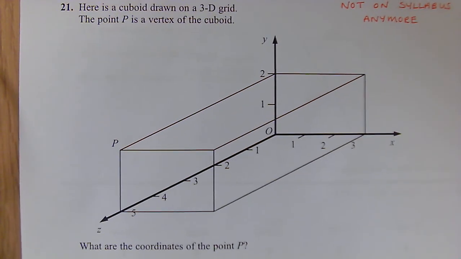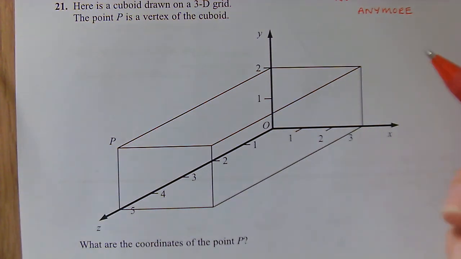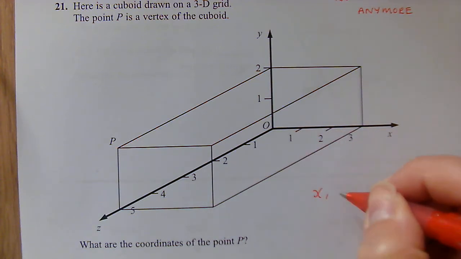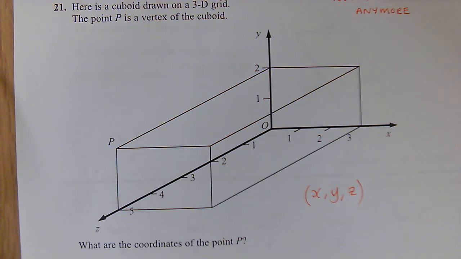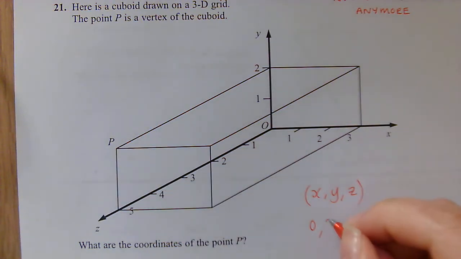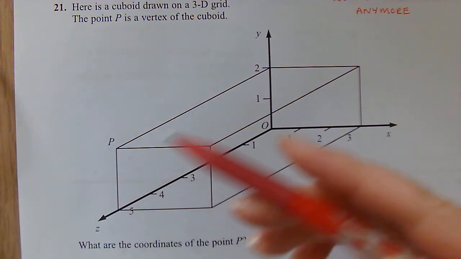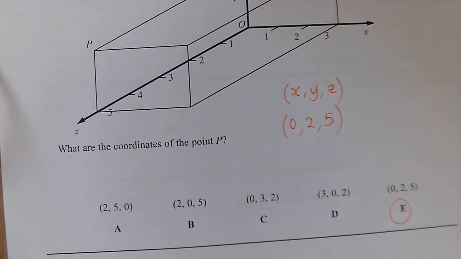And question 21, we have a 3D grid here. I want to know the coordinates of P. So again, with a 3D grid, our coordinates are in the format x, y, z. So our x coordinate would be 0, our y coordinate would be 2, and our z coordinate would be 5. So we've got 0, 2, 5, which is E.